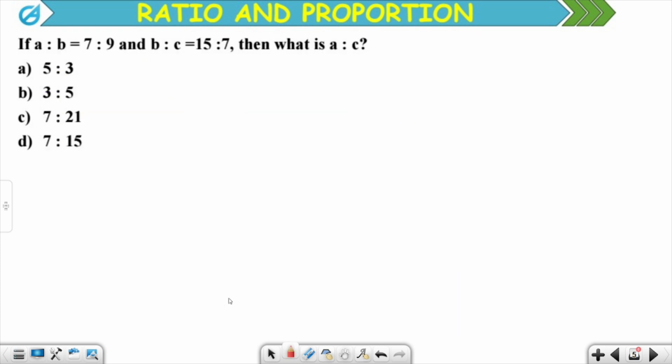Next one. Okay, see here. If A is to B is 7 is to 9, then B is to C is 15 is to 7. And they are asking you to find what A is to C. There are again three ways. What is the first way? Check for the common variable. So B is common for both A and C. What is AB? 7, 9. What is BC? 15, 7.